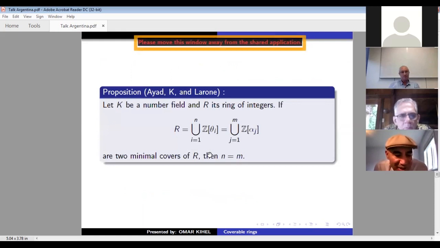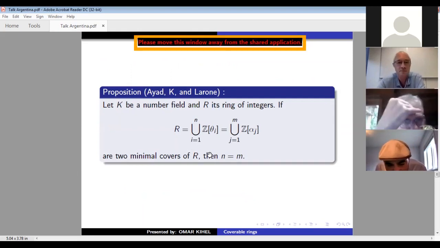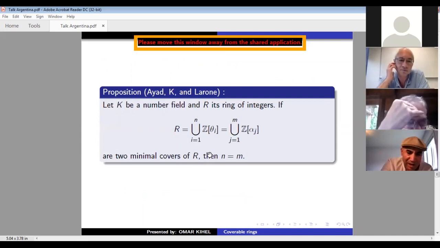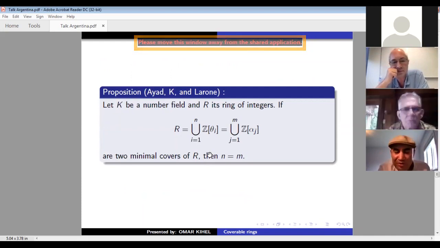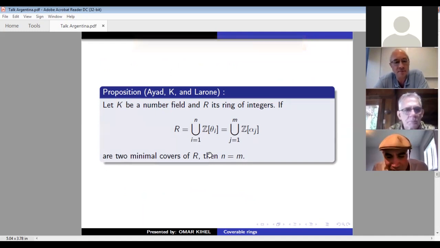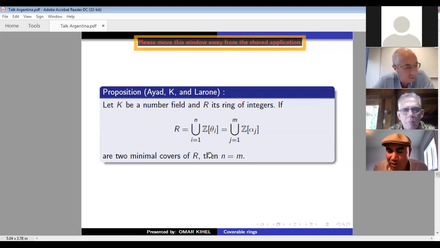But we have this result saying if R is the union of Z[theta_i], i from 1 to n, and also the union of Z[alpha_j], j from 1 to m. Here I don't suppose that theta_i or alpha_j are primitive, but we suppose that they are minimal. Minimal not in terms of length here, minimal in terms of redundancy. So here we can prove that n equals m.